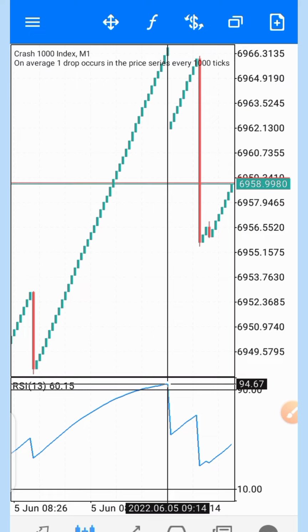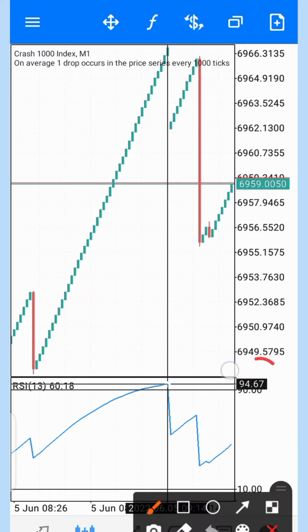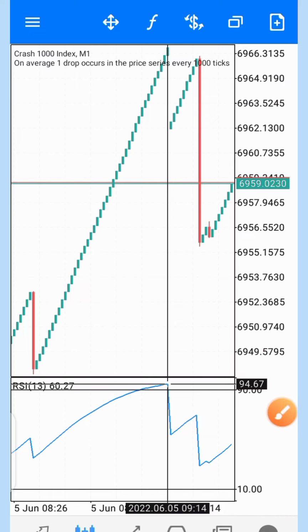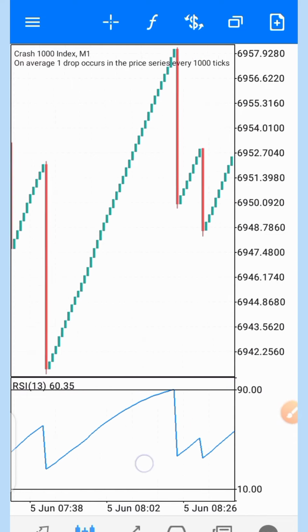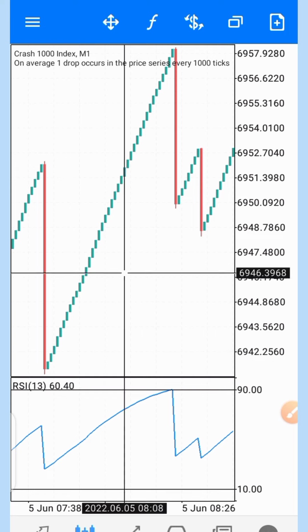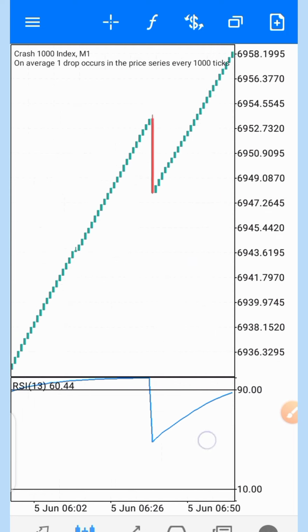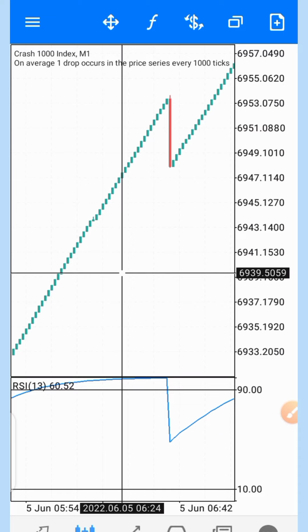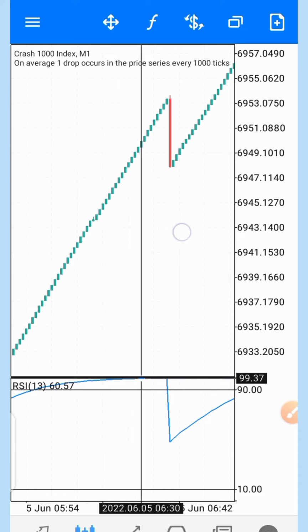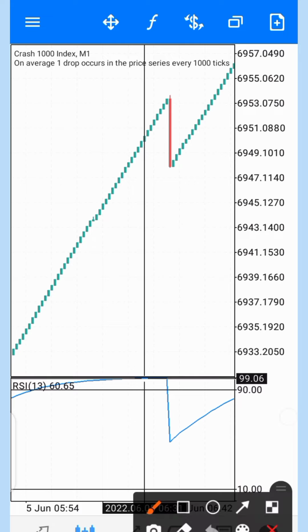It gets to 94.6 before the spike happened. So yeah, I will not advise you to take this, because it just goes to 90. I won't advise you, even if you have not. You can see here it gets to 99.3 before the spike happens here.